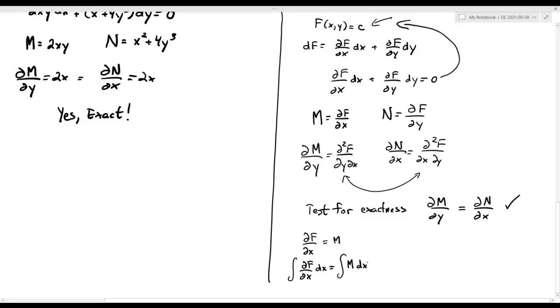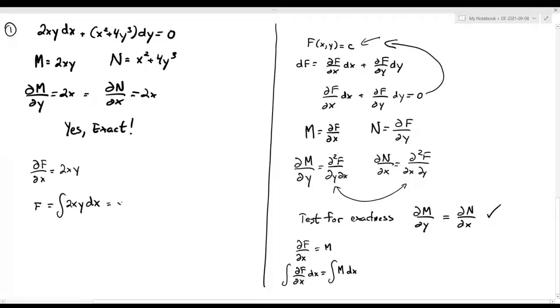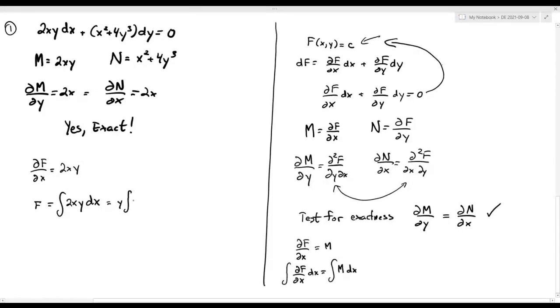So let's do that. Where we identified m and n, we found that the differential equation is exact. So the derivative of big F, which we don't know what that is right now, with respect to x, is m. So if you anti-differentiate both sides with respect to x, you should recover F. This is kind of like a partial antiderivative, so to speak, where we treat y as a constant. So y can even be pulled outside the integral because we're integrating with respect to x. And then, of course, this is x squared.